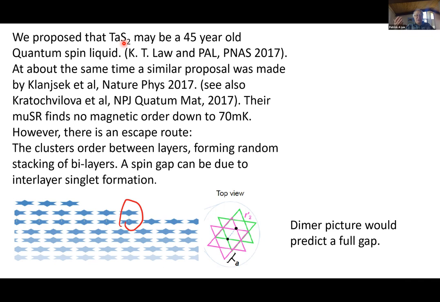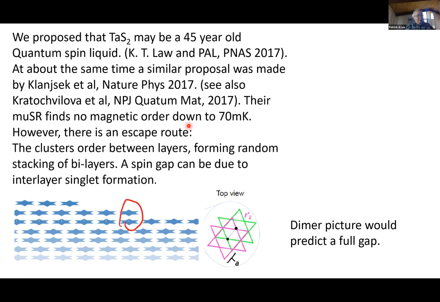So the low energy spin excitations are like electrons that have lost the charge. So they carry only spin, but since they're fermions, in principle, they can form a Fermi surface. So that would be something amazing, very exotic to see. And at the same time, there were similar proposals made by a couple of groups, and they did actually muSR measurements and found no, indeed, there's no magnetic order down to 70 millikelvin.